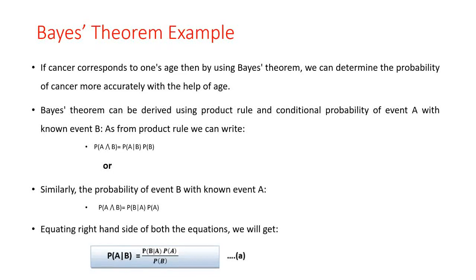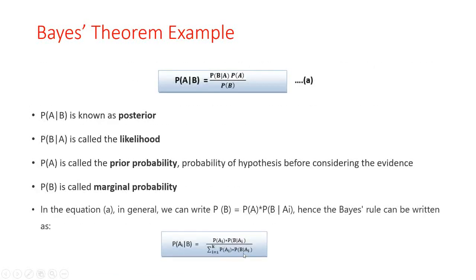So we are equating the right hand side of both the equations. So we will get the probability of A given B is equal to the probability of B given A into the probability of A, divided by the probability of B, by equating the right hand side of these two equations. Okay. So we are assigning this as our equation number 1. This equation is called the Bayes rule or Bayes theorem.